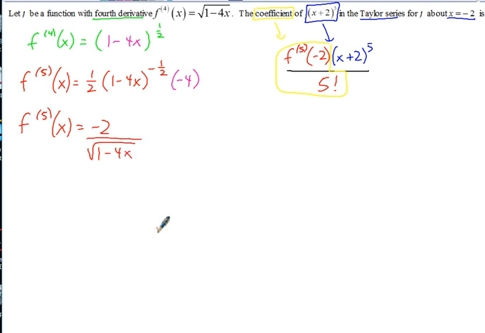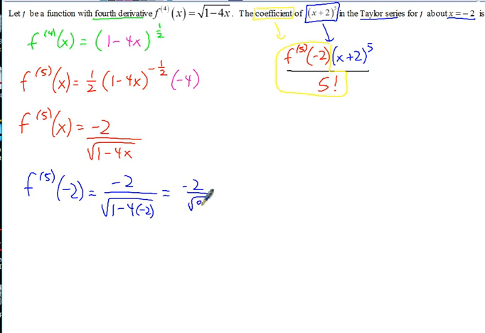And then what we want is the fifth derivative specifically at negative 2, so let's just substitute in negative 2 now. So the fifth derivative at negative 2 would be negative 2 divided by the square root of 1 minus 4 times negative 2. Well, negative 4 times negative 2 is, remember you have to multiply before subtracting using order of operations, positive 8. Plus 1 gives you 9, so that's the square root of 9. But the square root of 9 is just 3, so you have negative 2/3.